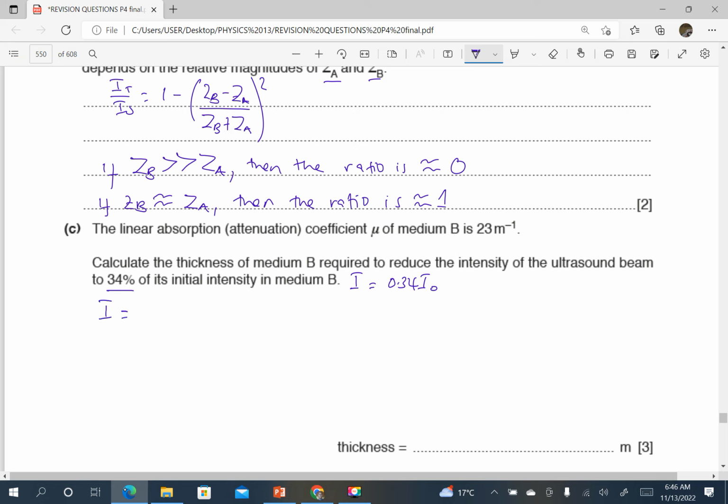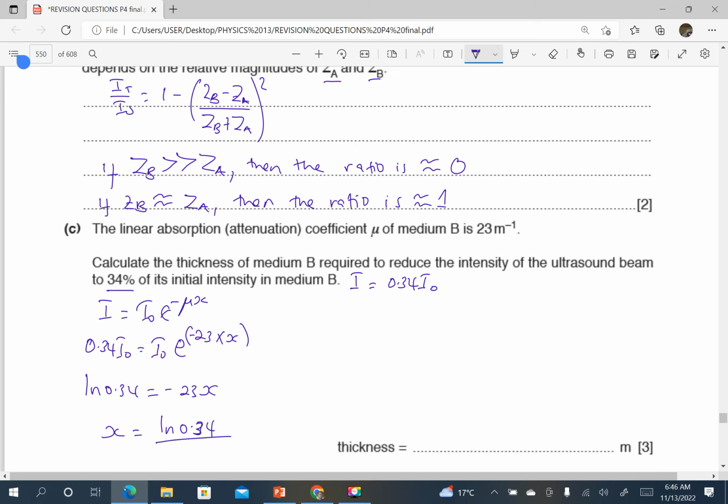We know that intensity transmitted through a medium is equal to I naught e power negative mu x. So 0.34 I naught is equal to I naught e power negative mu, which is 23, times the thickness x, which we want. I naught has cancelled, we introduce natural logarithm, so ln of 0.34 should be equal to negative 23 times x. So x is going to be ln of 0.34 divided by negative 23.